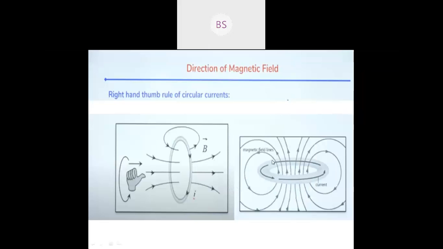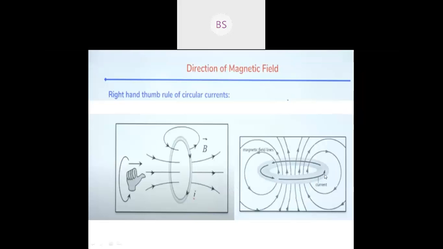Now you take this as a circular loop. Earlier we had taken it this way, now you take it this way. This is the circular coil. You consider this the circular coil, and you can see the current flowing in this way.